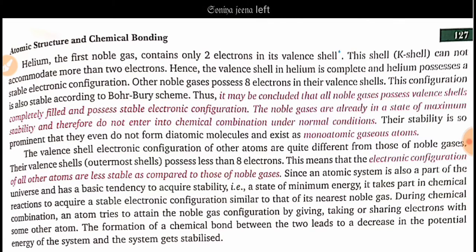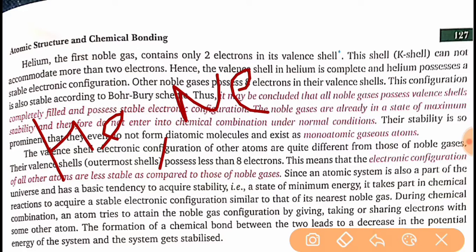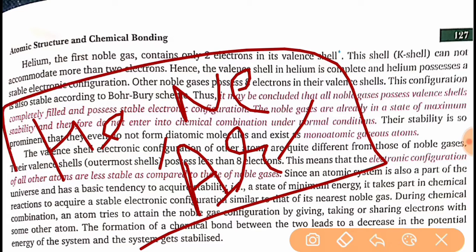Their stability is so prominent that they do not even form diatomic molecules and exist as monoatomic gaseous elements. Okay, so they occur as helium, neon, argon. If you see their chemical formula, they occur in a monoatomic form.